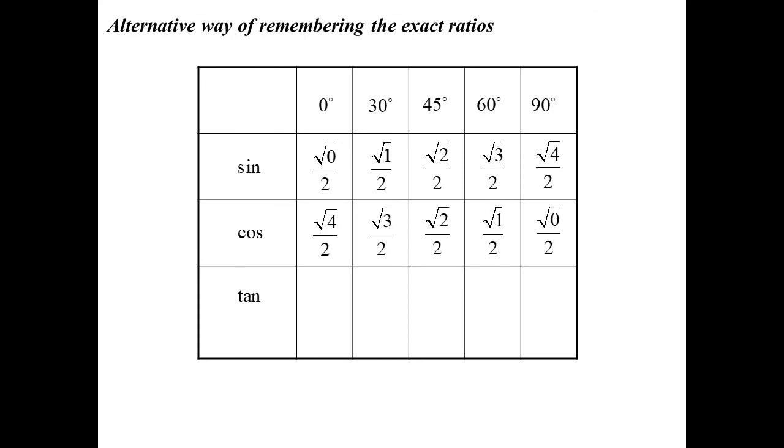Cosine reads back the other way because it's the complement. And then tan, well remember, tan is sine over cos. So I just put the sine over the cos. I don't need to worry about the denominator because the denominator is the same in both. And bingo, you've got the different ratios. They might not be in the form you're used to seeing, but they are of course equivalent to the exact ratios.